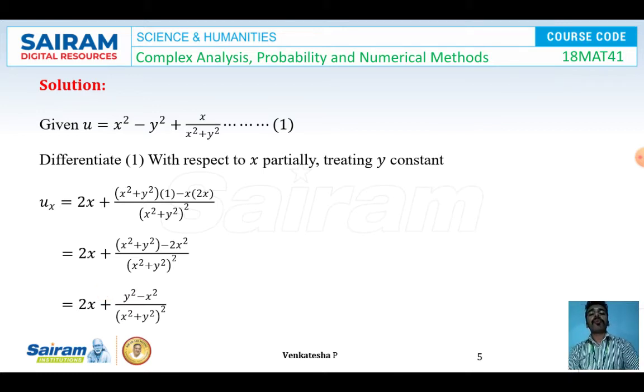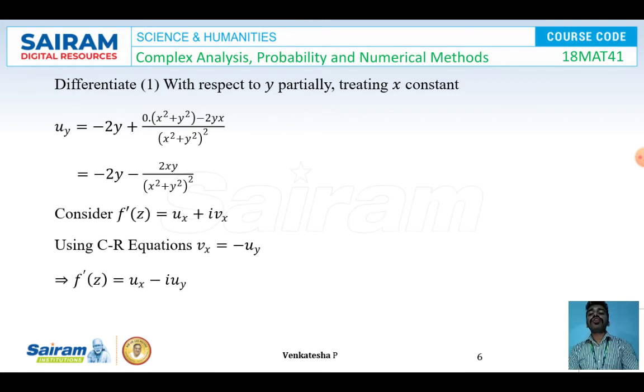Similarly, now I am going to find the value of uy. Differentiating 1 with respect to y partially, treating x constant. Since x² is a constant, it becomes 0, minus y² becomes minus 2y, and for x/(x² + y²), since in the numerator x is a constant, it becomes 0 into the denominator, minus keeping the numerator as it is, differentiating y² I got 2y here, divided by the denominator squared.